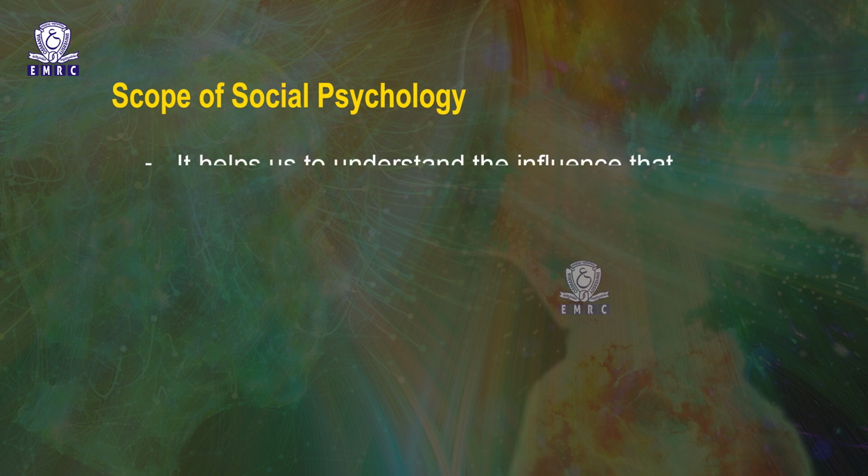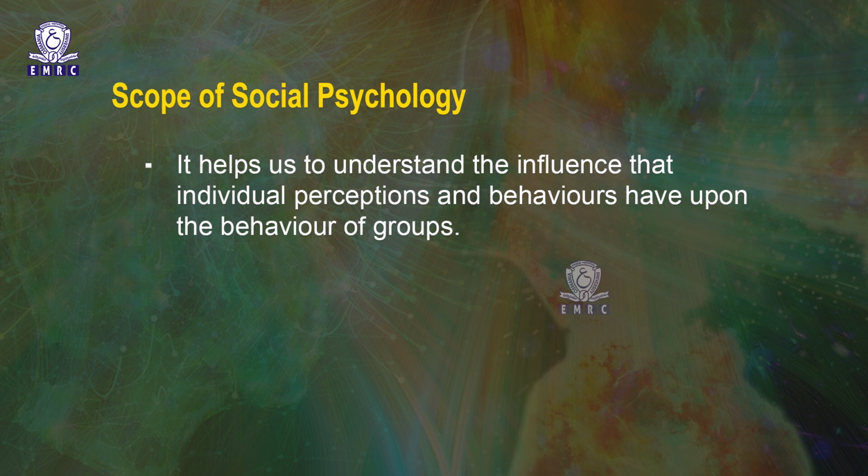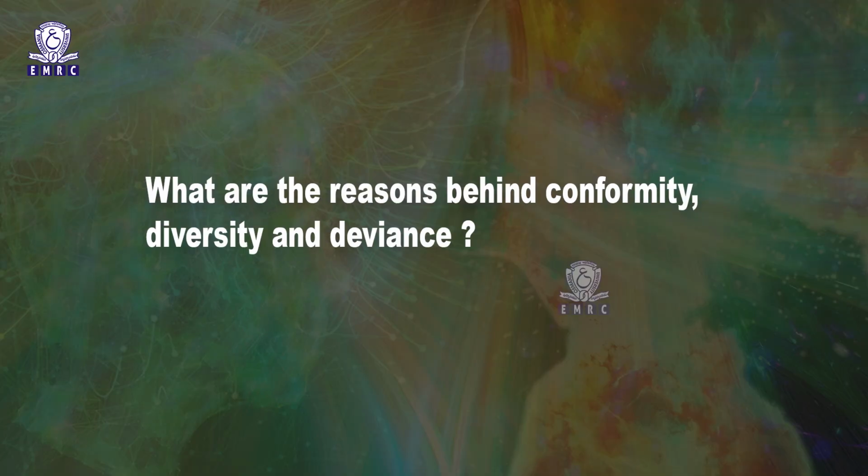The second way to understand the scope of social psychology is that it helps us to understand the influence that individual perceptions and behaviors have upon the behavior of the groups. This includes looking at things like group productivity in the workplace and group decision making. It also helps us to understand questions like what are the reasons behind conformity, diversity and deviance.